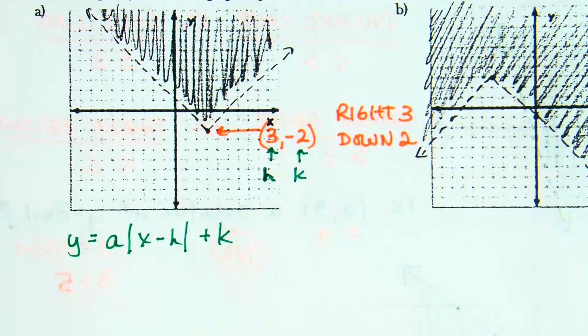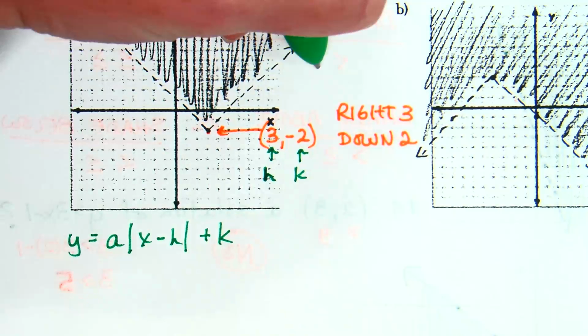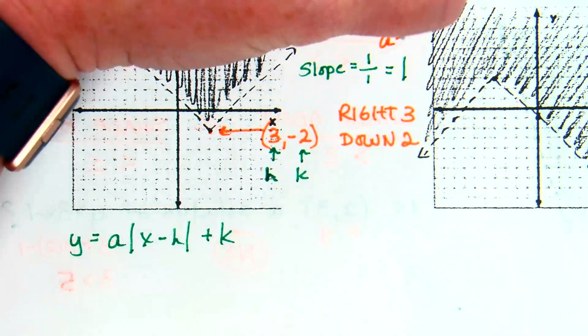What about A? What are we going to have to talk about with A? What kind of slope is this? I know it's hard to see, but if you look very carefully there, there's a slope that is just going up 1, to the right, over 1. So a slope that's going up 1, over 1 is just 1, and that is your A value.